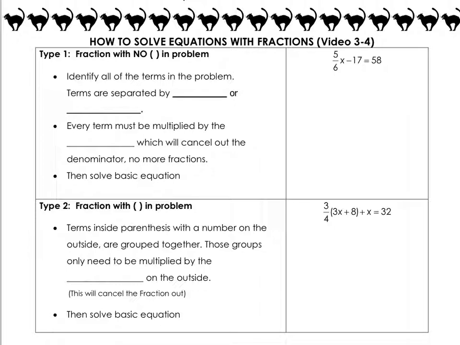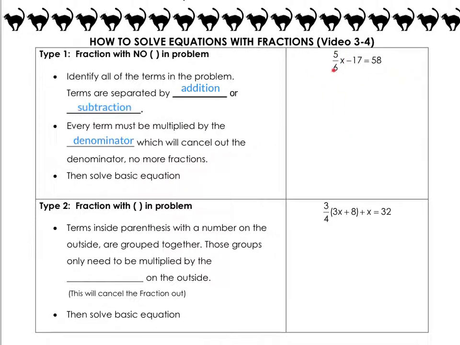So if we have this, the first step that we need to do is identify all of the terms in the problem. And remember that terms are separated by addition or subtraction. Every term must be multiplied by the denominator, which will cancel out the denominator so we don't have any more fractions. And then we'll just solve the basic equation just like we've done in the past. So let's look at an example for this.